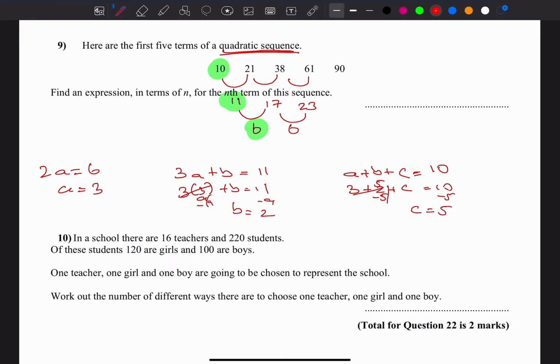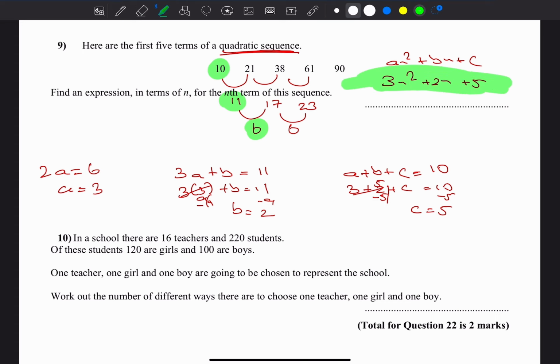C is 5. Generalized formula: an squared plus bn plus c. 3n squared plus 2n plus 5. That's the answer.